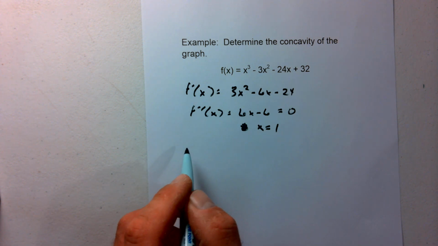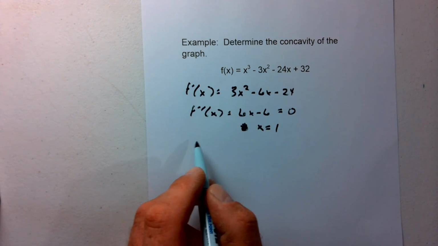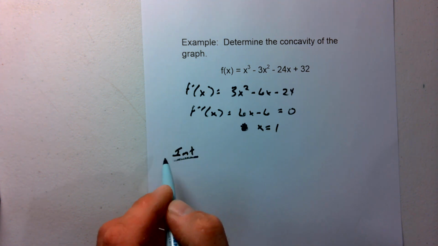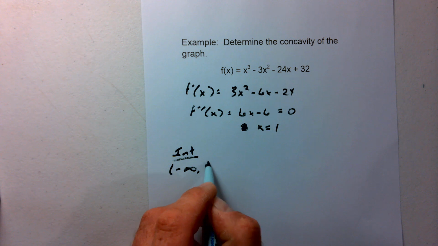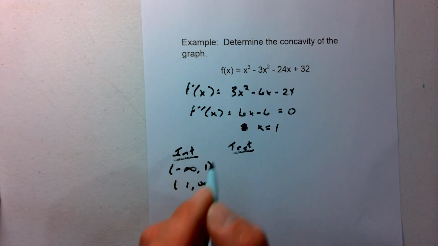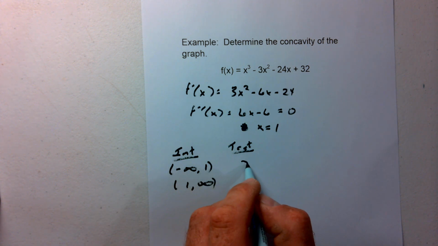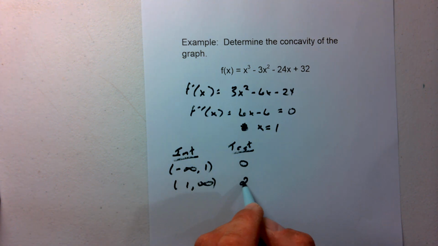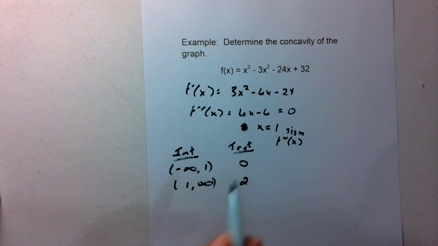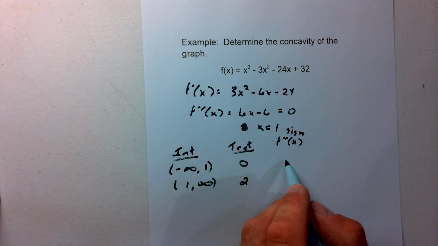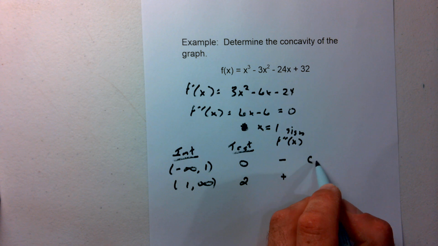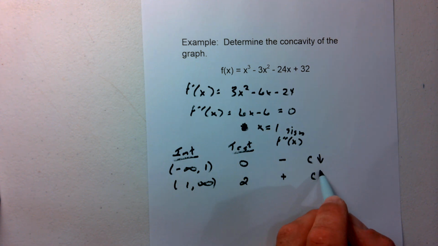So in this one, I only have one interesting point, my possible point of inflection, as we talk about later on. Right now, we're going to do our intervals, negative infinity to 1, and then 1 to infinity. Values that I want to test, from negative infinity to 1, I can do 0, and 1 to infinity, I can plug in 2. Again, I'm looking at the second derivative sign. If I plug in 0, 0 minus 6 gives me a negative. 12 minus 6 gives me a positive, so I'm concave down and then concave up.